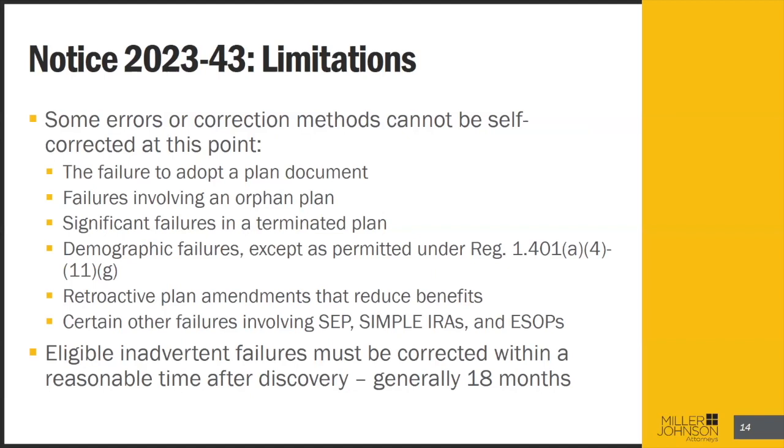There are a few items that still cannot be self-corrected under this notice. Well, let me back up a little bit. There are only certain plan document failures under the current EPCRS that you can correct within a certain window of time. That limitation was removed, but the IRS is saying that if you fail to adopt a plan document altogether, that's something you can't self-correct. You've got to come to the IRS to fix that. If you have an orphan plan, which is really a plan that was abandoned, you can't self-correct those types of plans. And those do sometimes happen kind of unintentionally.